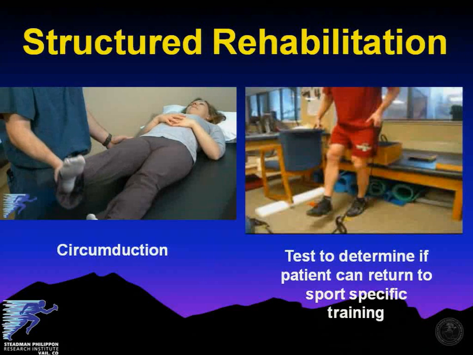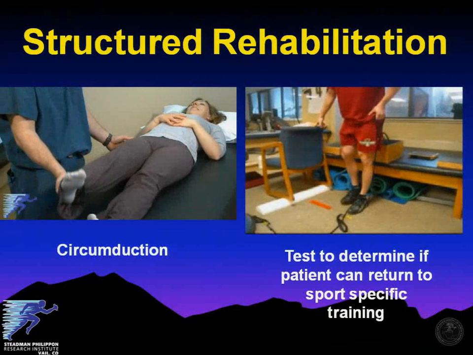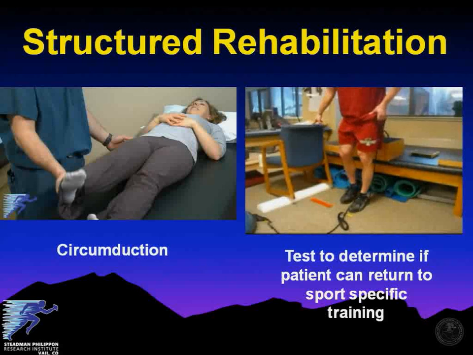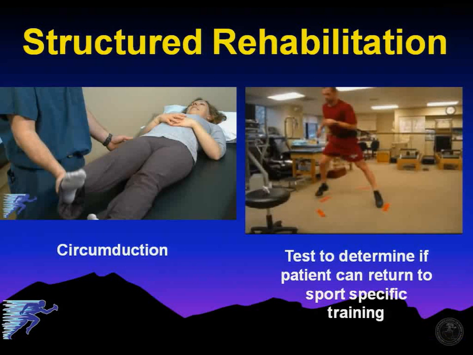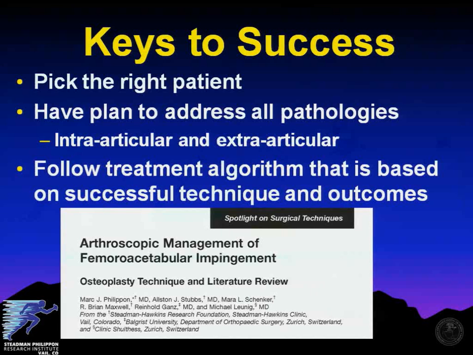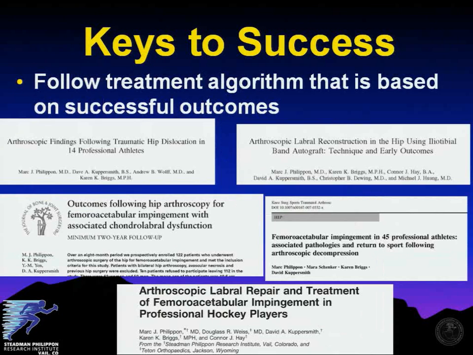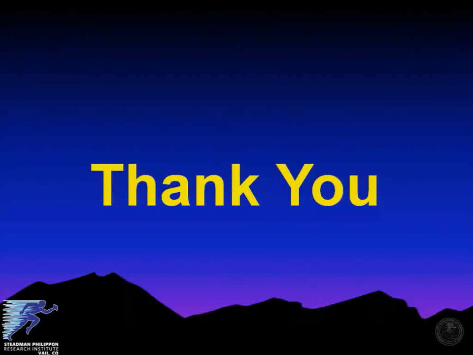I think peer review and the rehab is also an important part of the process. We do a sports test, we do early motion, and most importantly, I think, is that we have to have published outcomes, and if we follow a good technique, if we follow the algorithm we use in our published outcome, we've been happy with our results. And I think, again, it's to pick the right patient, address the full pathology, and have good rehabilitation. Thank you very much.